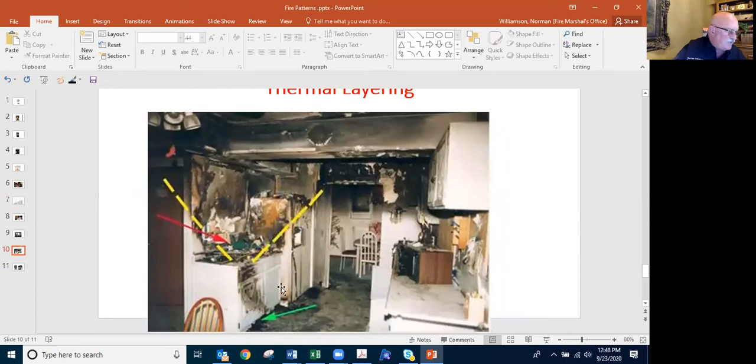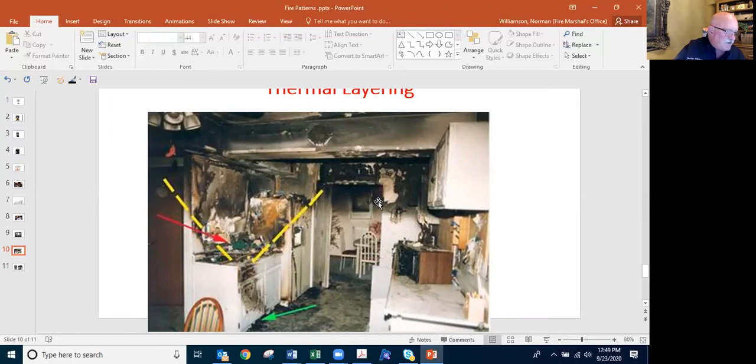Let's look at these things right here. Look at your ceiling. Your fire probably started over in here, right? Just look at your arrows and that'll tell us. But look at the thermal layering, the way it goes up and across. See how hard it's burned up here? Everything's burned away. But as it comes down, it starts lightening up a little. It doesn't do much in this one.